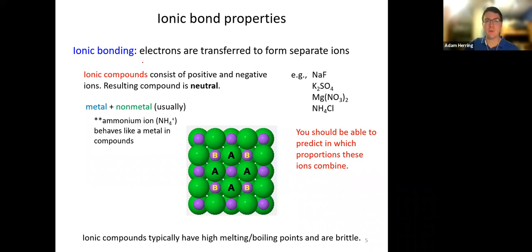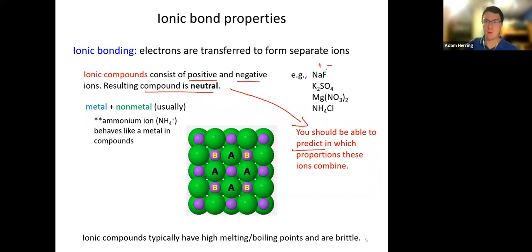So the element that is going to form the cation donates its electron to the element that's going to form the anion, and so we end up with positive and negative ions. And the resulting compound must be neutral. This is important because this is how we are able to predict in what proportions given elements combine in order to form ionic compounds.